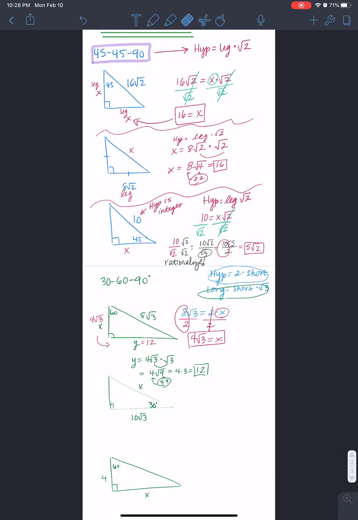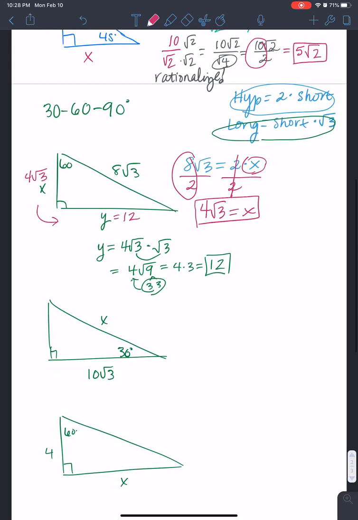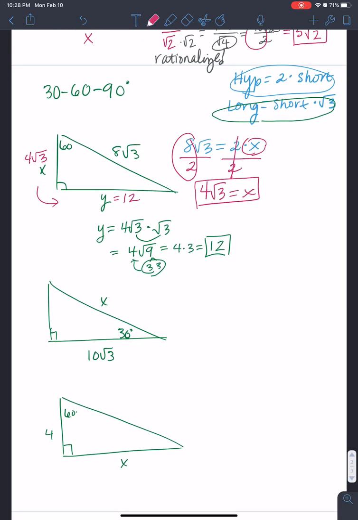Got that? And move this out of the way. Okay, let's try this other one. Now I give you the long leg, and you want to find the hypotenuse. So this is a special case here, where you're going to have to use both formulas. Use both formulas. Start with what you're given, that's the long leg.